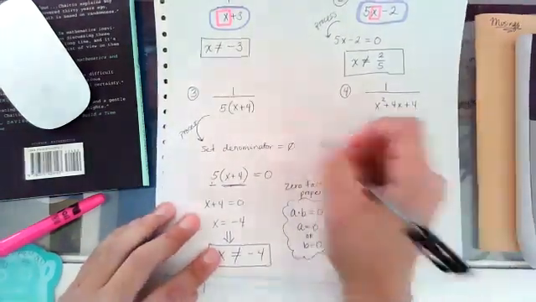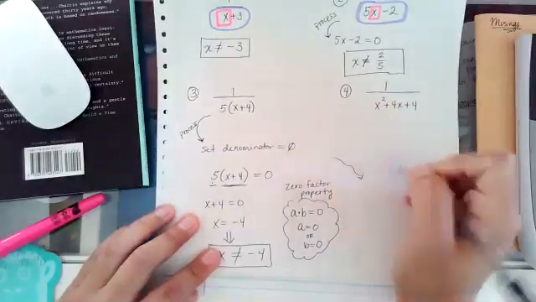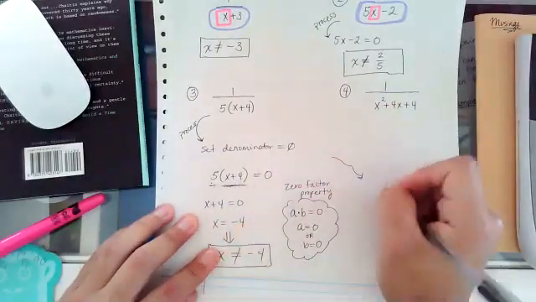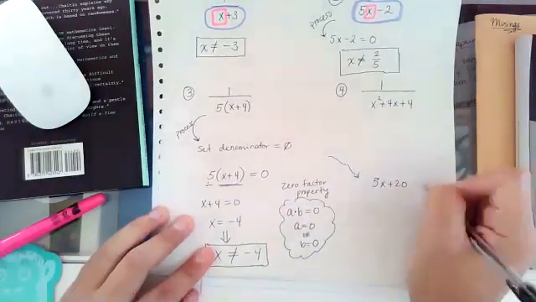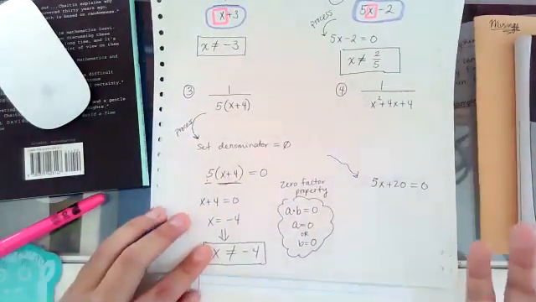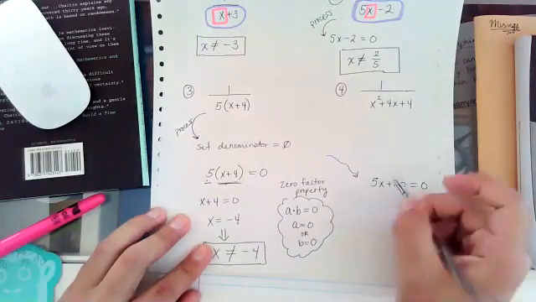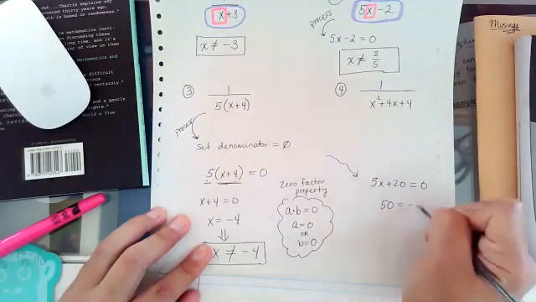Alternatively, if you wanted to take this and distribute it out to 5x plus 20 equals 0, you could do that. You would subtract the 20 over to the other side, so you'd have 5x equals -20.